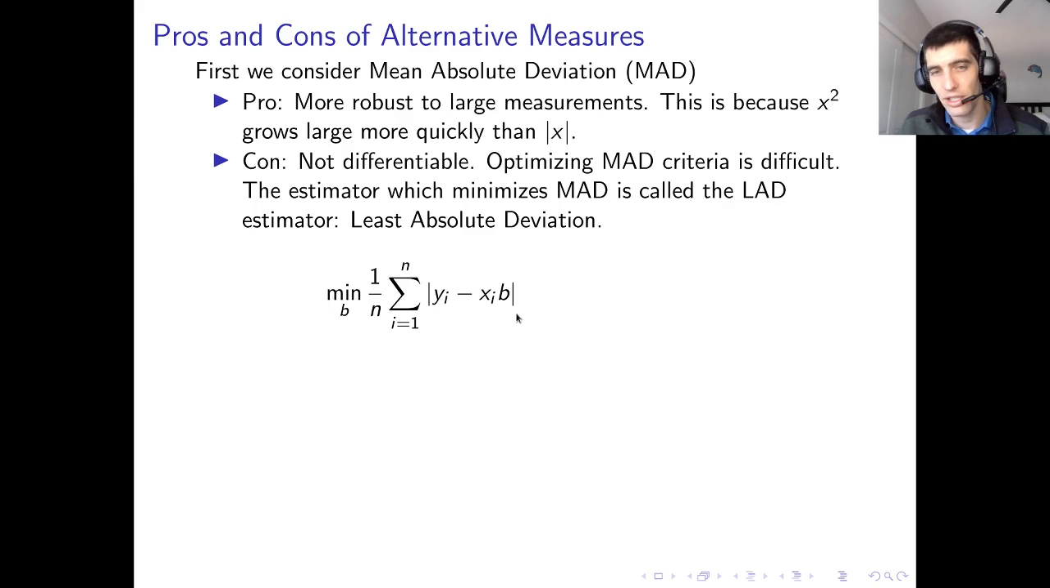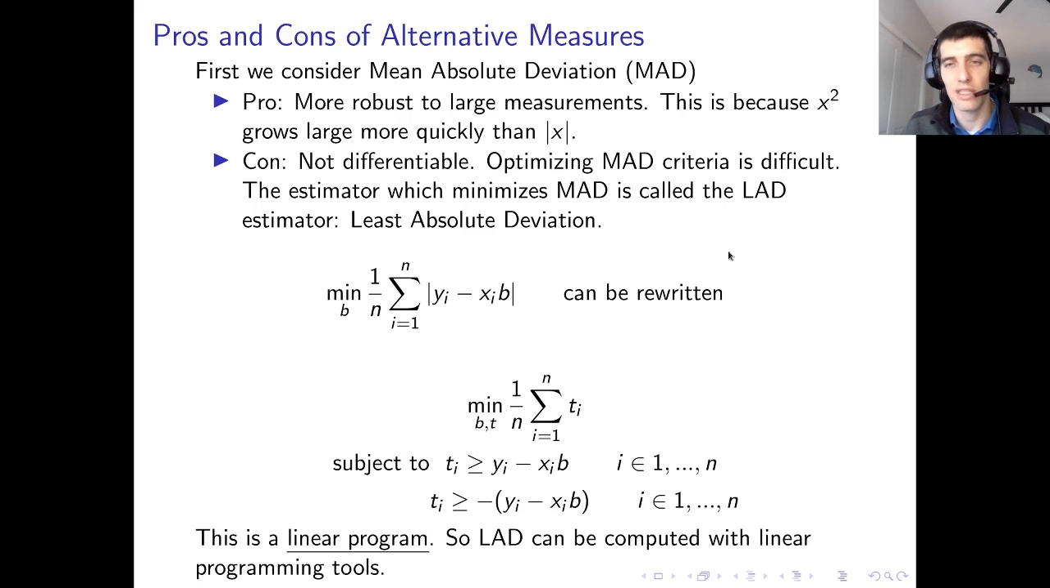So here is the setup that I just wrote. Here I've written in vector notation with a row of a design matrix X and a vector B. I'll just say this is actually interesting. So I say that optimizing mean absolute deviation criteria is difficult, but not too difficult. The reason is that we can rewrite this mean absolute deviation estimator, the least absolute deviation estimator, as follows.